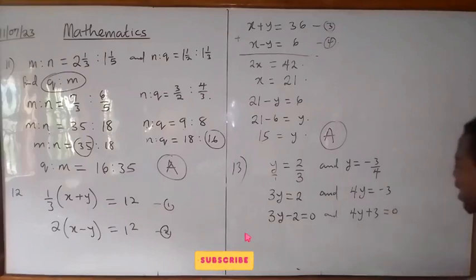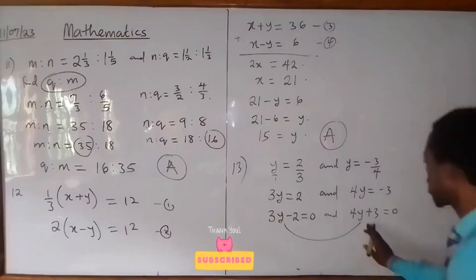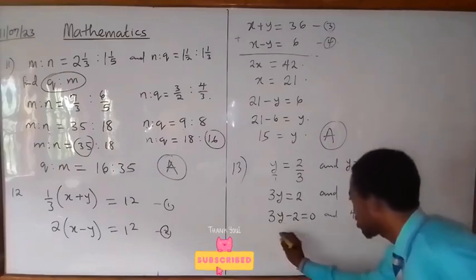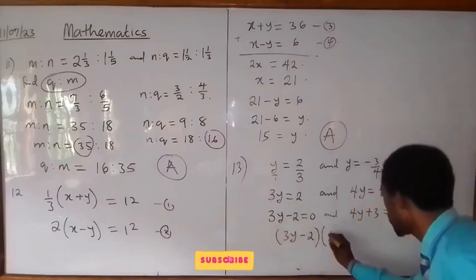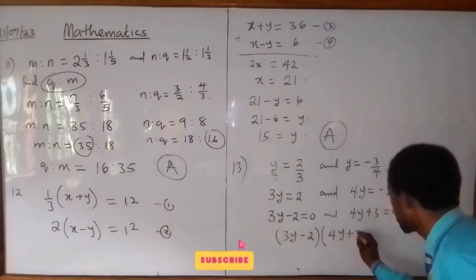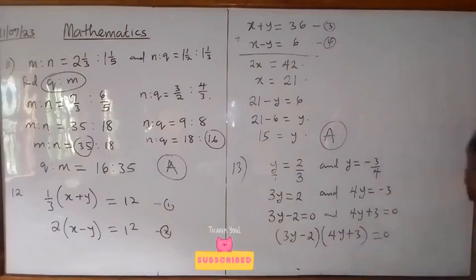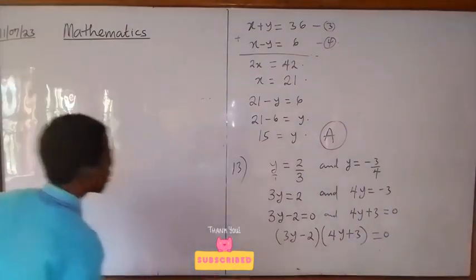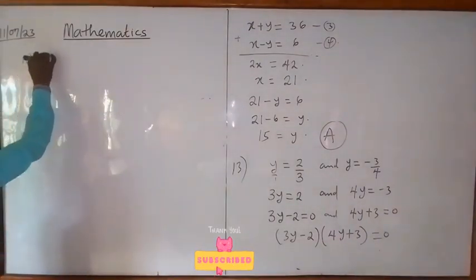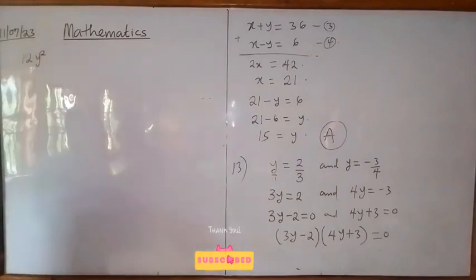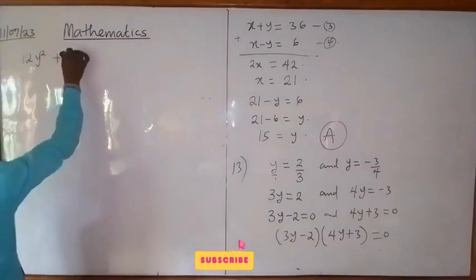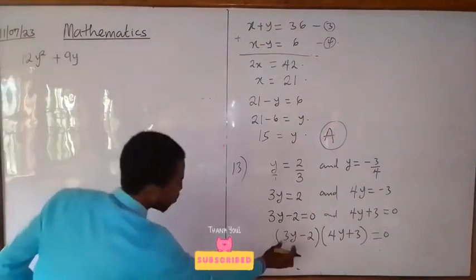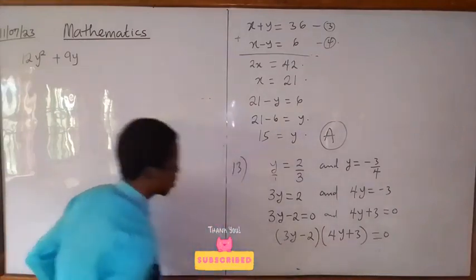So by the time we multiply these two and equate it to 0, we are going to have (3y minus 2) times (4y plus 3) equals 0. Now open the bracket. You use 3y to multiply this bracket first. That's the method of expansion.